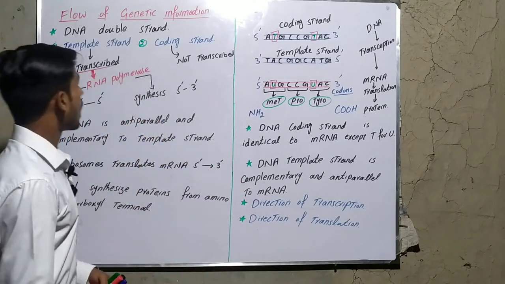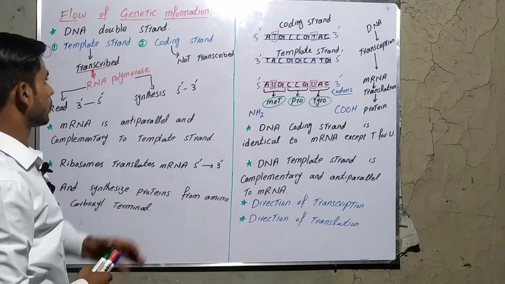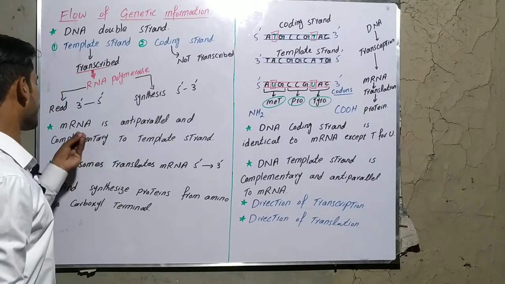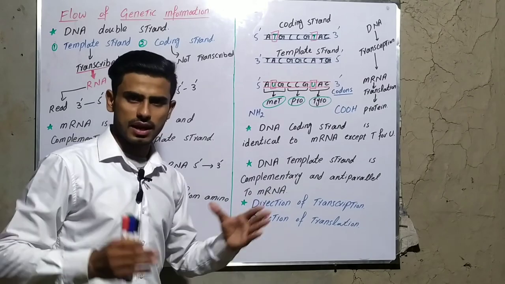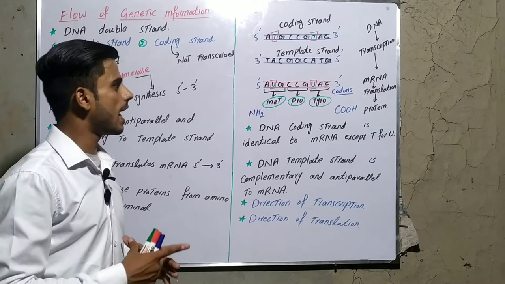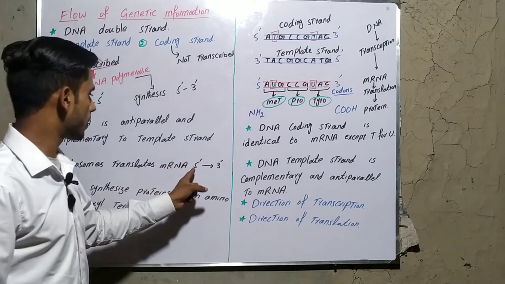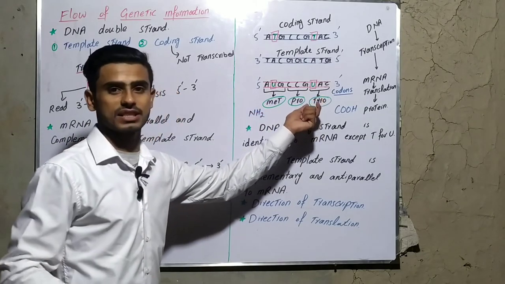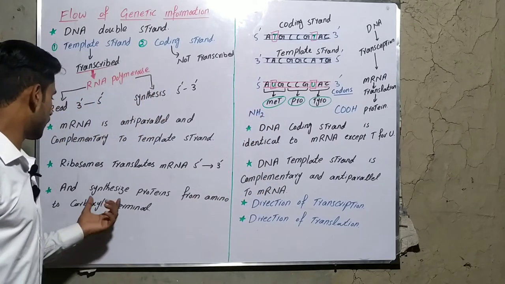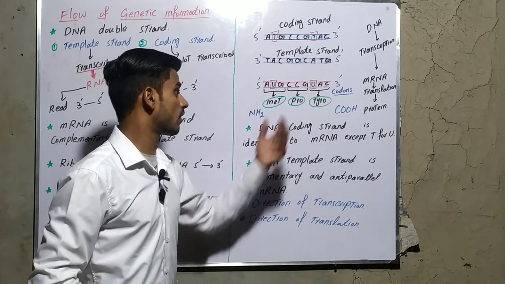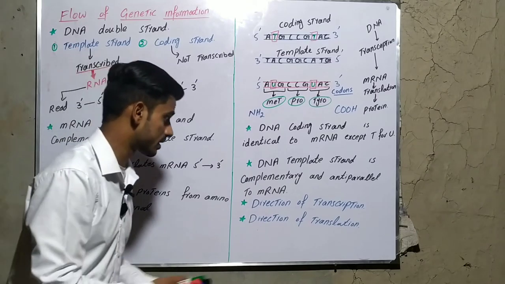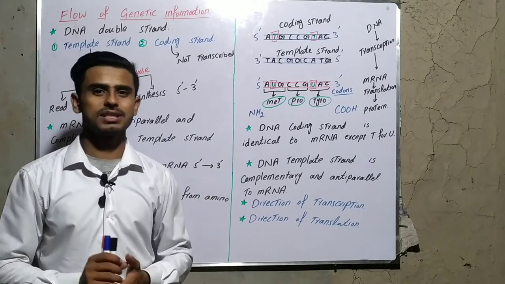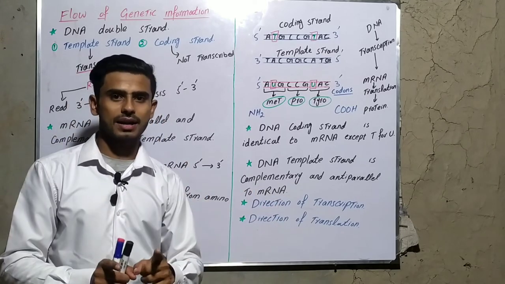So it is so simple how genetic information flows down. First, transcription will occur. During transcription, RNA polymerase will use the template strand, and it will form the messenger RNA in the nucleus, which is antiparallel and complementary to the template strand. After the synthesis of messenger RNA in the nucleus, the messenger RNA will move out into the cytoplasm, and in the cytoplasm, ribosomes will translate this messenger RNA from the 5 prime end to the 3 prime end, and it will form these different amino acids. Each amino acid has a different code for itself. Then these amino acids will synthesize proteins from the amino to the carboxyl end. So these will form the proteins, and proteins are the next genetic information in the next generation. So it was about the flow of genetic information from DNA to RNA for the formation of proteins.